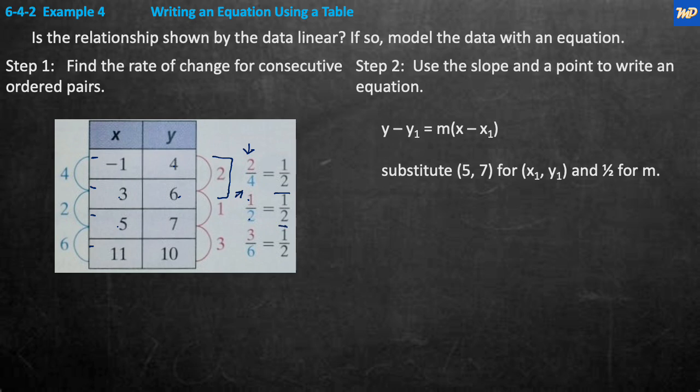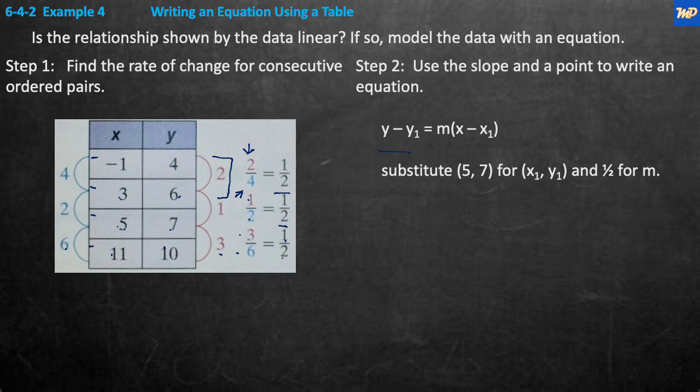And how about 10 minus 7 is 3, and 11 minus 5 is 6. Well, 3/6 is 1/2. So this is linear data with the slope of 1/2. So they say write the equation. So what are we going to do?